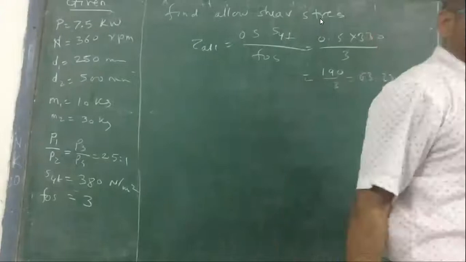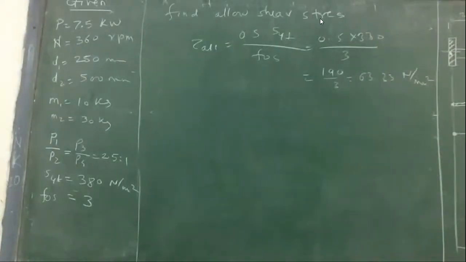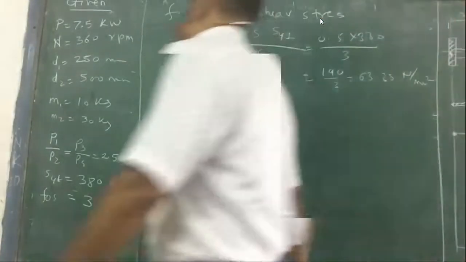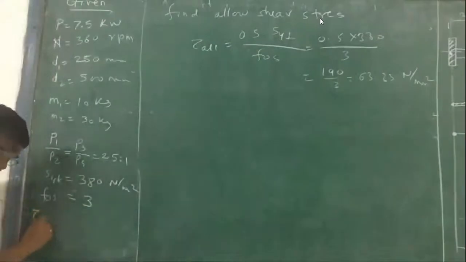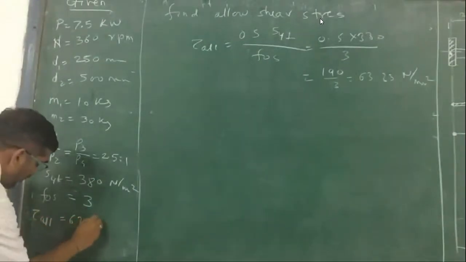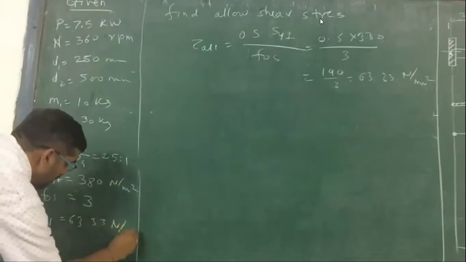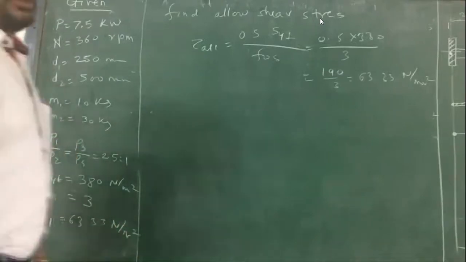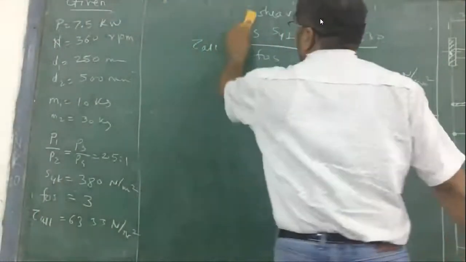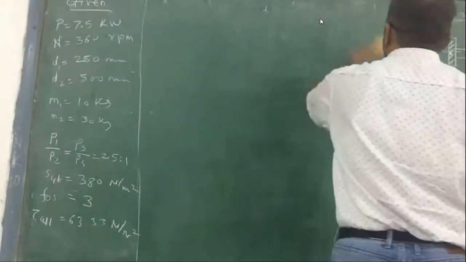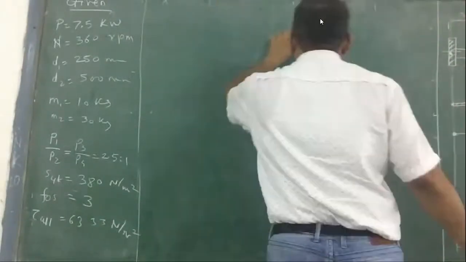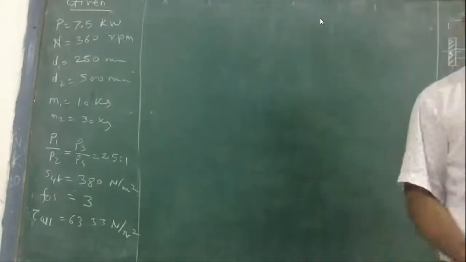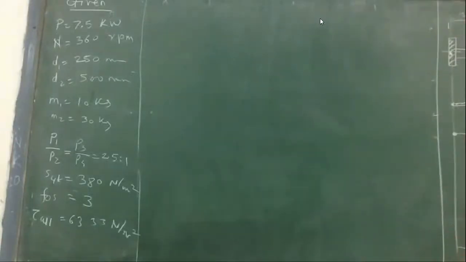Let me verify that I did it correctly. 63.33. So now we know that tau allowable is 63.33 Newton per mm square. Now we know the allowable shear stress, so we did the first part of this equation. Now let's try to find out the torque or twisting moment in the shaft.